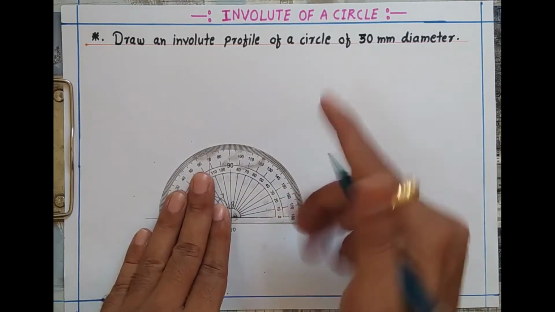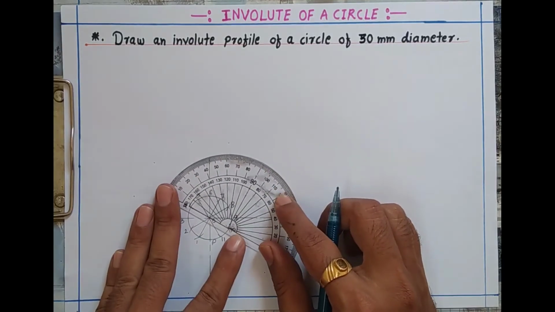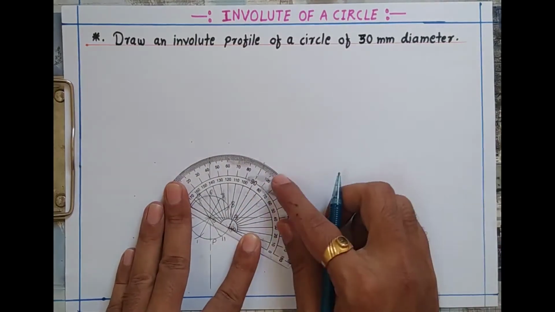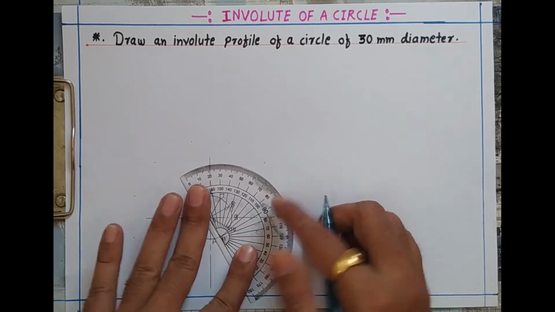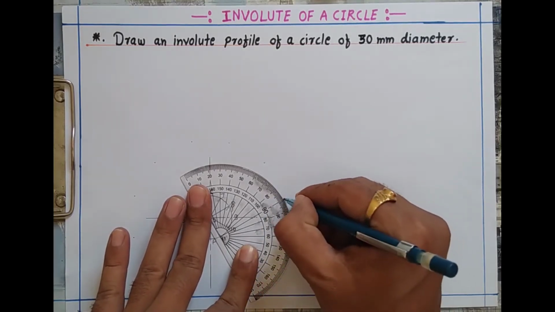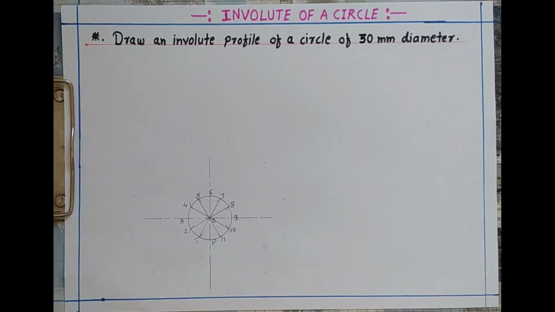Or instead of that, you can also use a set square. By means of a set square and a mini drafter you can easily draw tangent lines. That actually saves your time. Fine, so here we obtain all the points through which we have to draw the tangents to the circle, passing through each point.